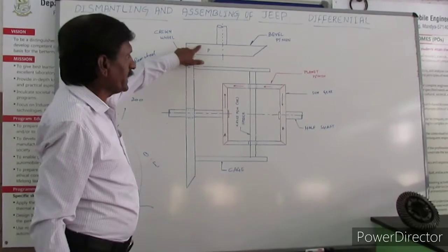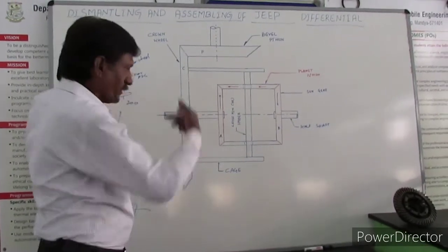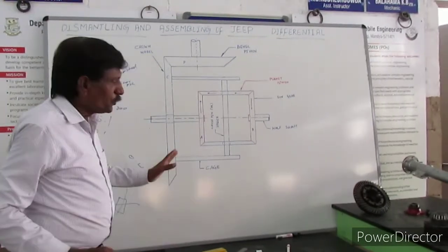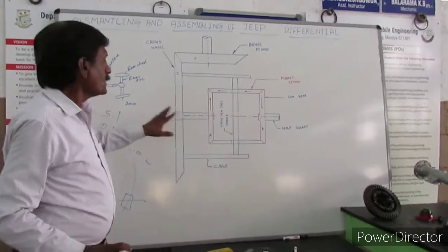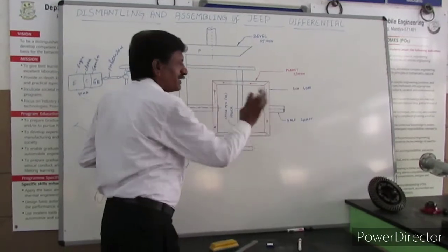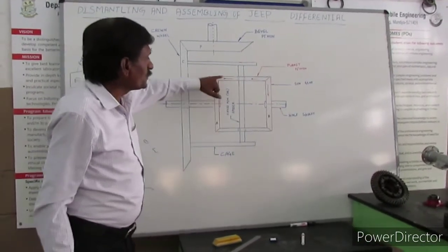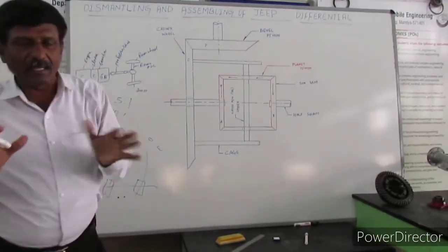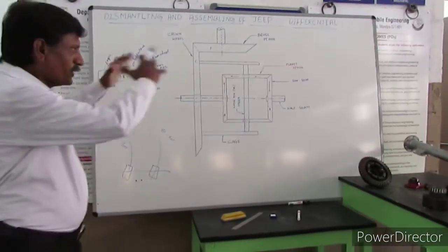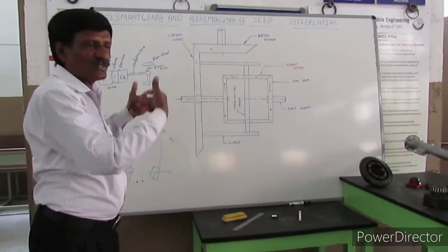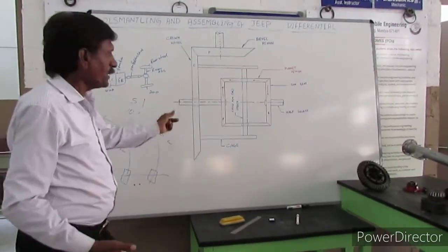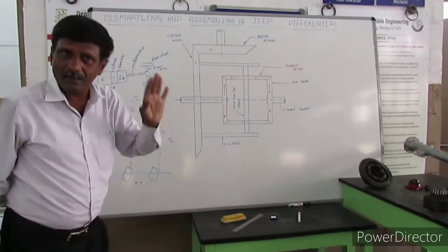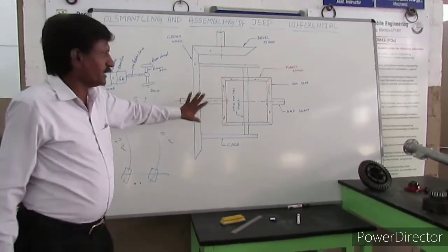When the pinion is rotating and the crown is rotating, for example in clockwise action, and the vehicle is moving in the straight ahead position, both the wheels are running at the same speed. At that time, there is no relative movement between the planet gears and the sun gears. The whole differential unit runs in the same direction with the same speed, both the axles, but there is no relative movement between any of the gears in the differential.